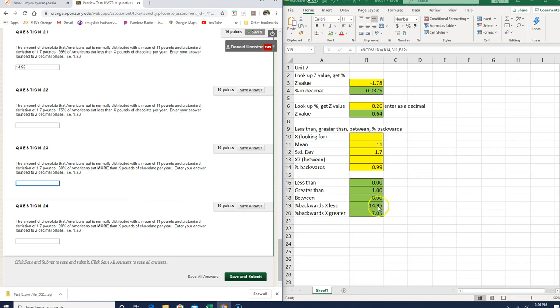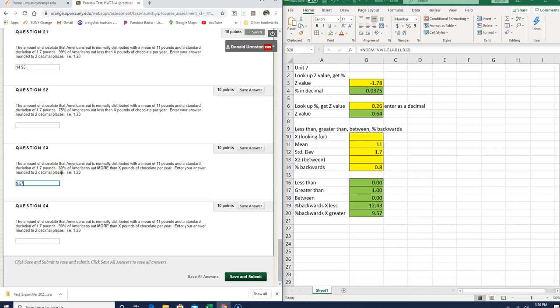There's no complement here. So if we look at the formula, now all I have to do, by the way, is enter that 0.80 in my percent backwards box and look at the X greater, and it's 9.57. So what it's saying is, if I want 80% of Americans eat more than 9.57 pounds per year. That's what it's saying. But if I want that, what I really have to figure out is what is the value of X? How many pounds per year do people eat less than 20% of the time? And the reason I need that 20% is because I need less than, and 80% is greater than.